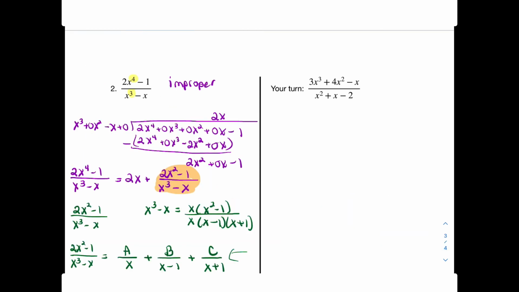So it's your turn. Try this one. First thing I want you to do is long division and figure out what you get from long division, since this is an improper fraction.